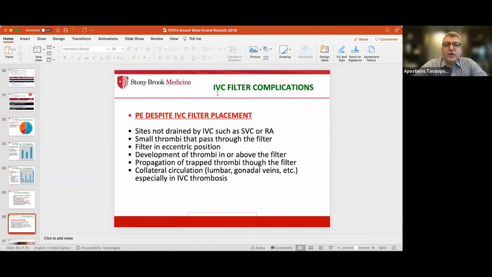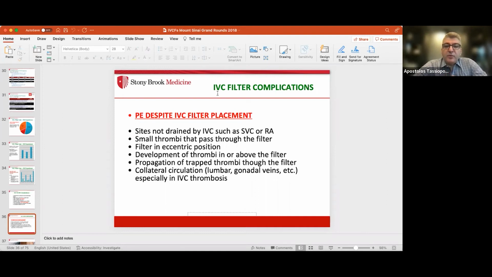Is there a way to get pulmonary embolism despite having an IVC filter in place? And the answer to this is yes, it is possible. You can get PE from sites that are not drained by the IVC, such as the SVC or the right atrium. You can have small thrombi that pass through the filter. If you have a filter in an eccentric position, that facilitates even larger thrombi to go through when the tip of the filter is towards the wall of the cava.